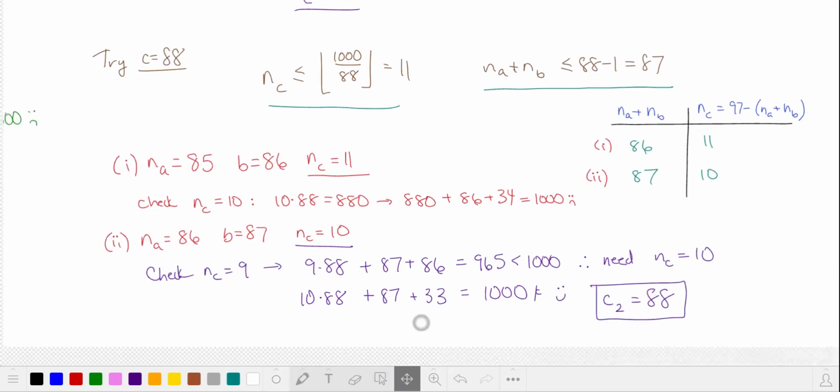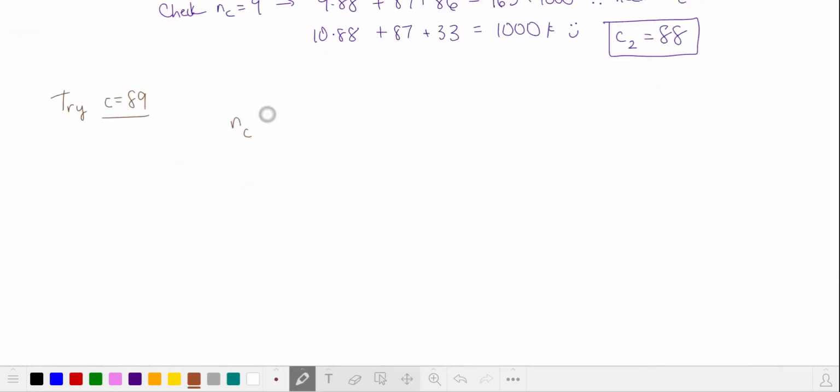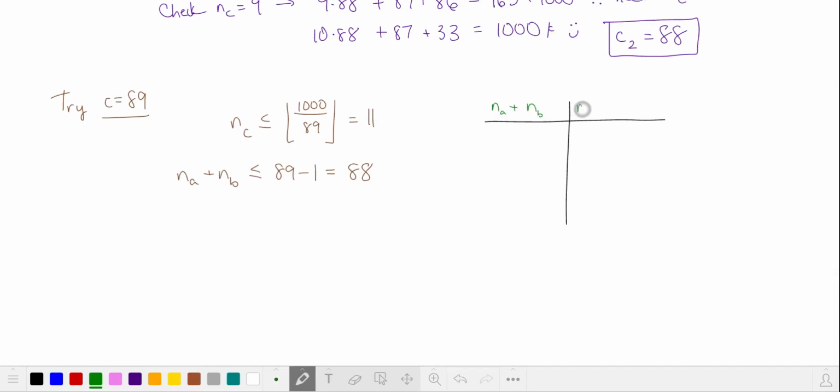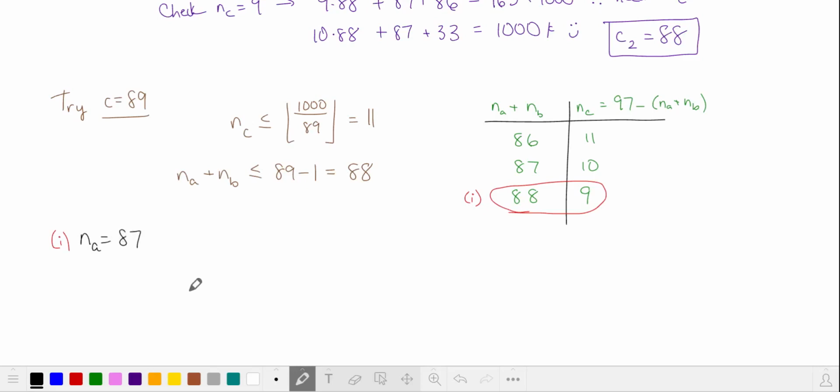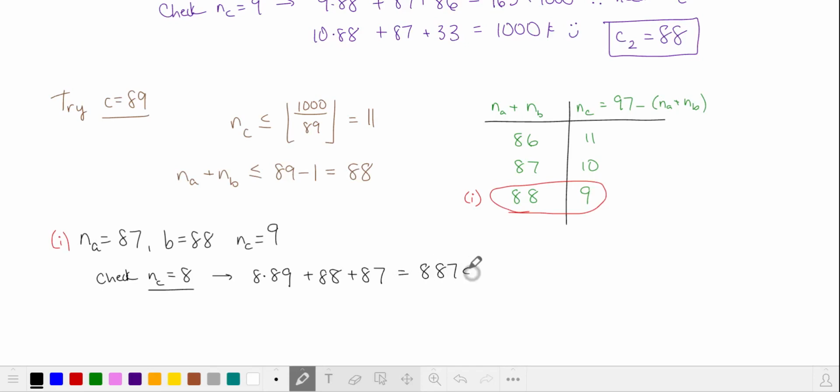Let's try C equals 89. Plugging into our inequalities again, listing out our valid values of NA, NB, and NC. Let's check this one first. Here we have 87 1-cent stamps. B is equal to 88, and we have 9 89-cent stamps. We'll check if we can achieve this with 8 89-cent stamps. All of our stamps generate 887 cents worth of postage, but if we have 9 stamps of value 89 cents, we also have inadequate postage.